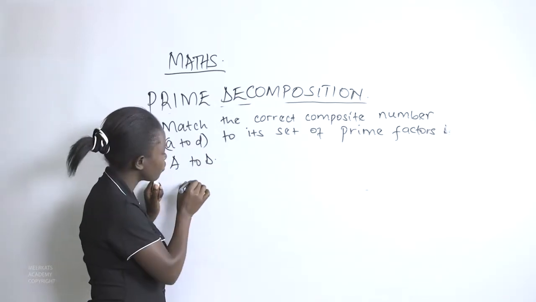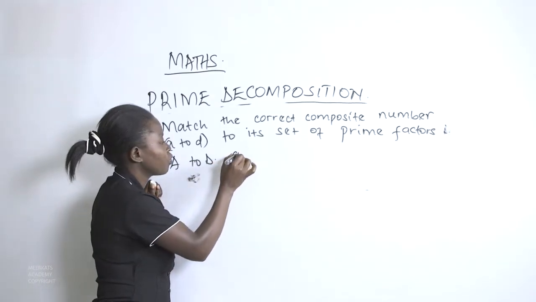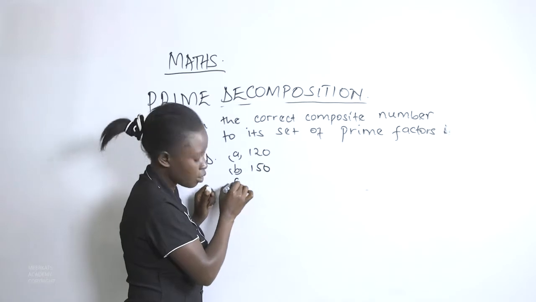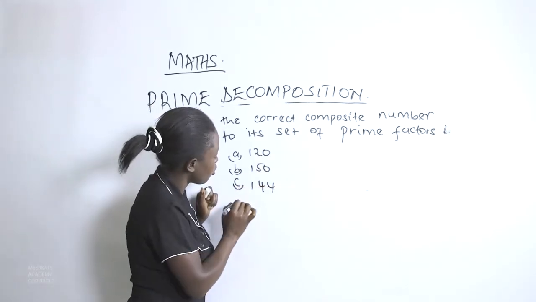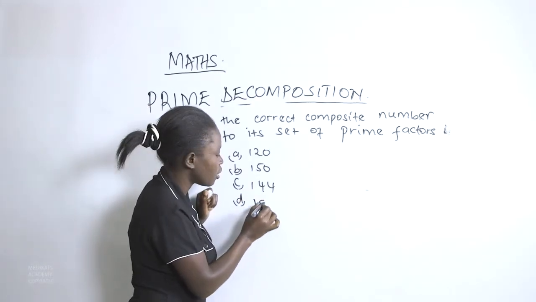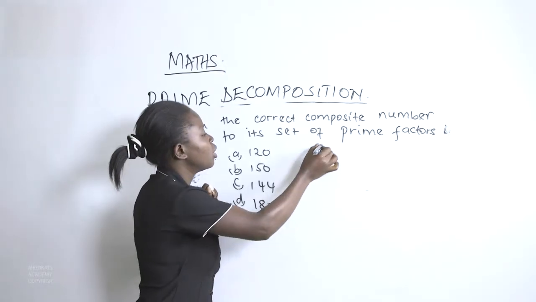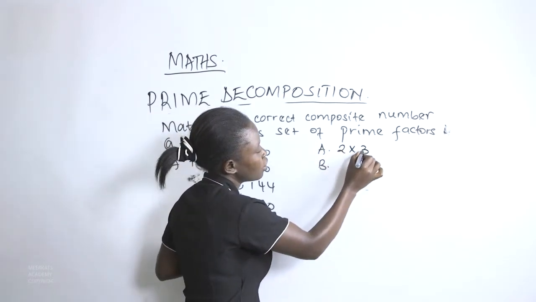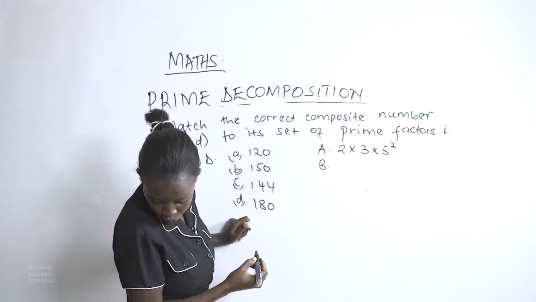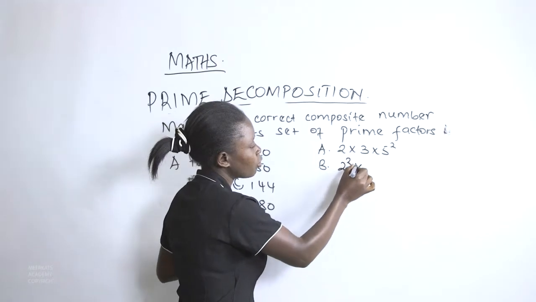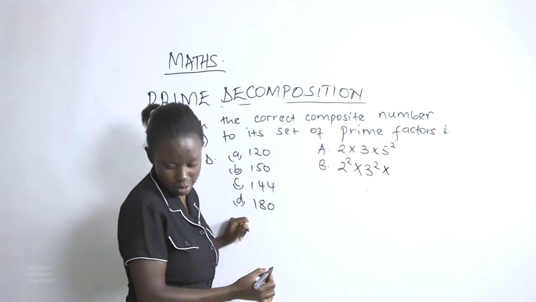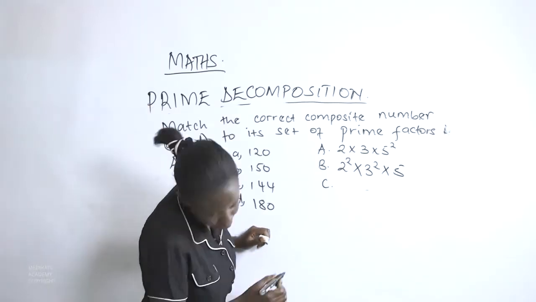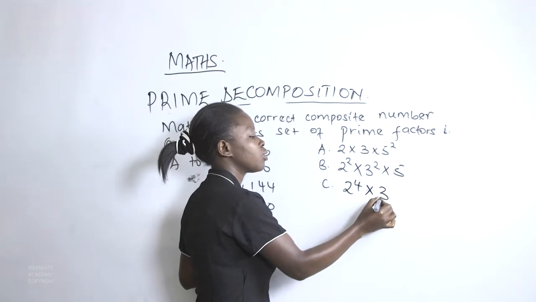So the numbers we have: A is 120, B we have 150, C we have 144, and D we have 180. Then the set of prime factors we have are the following. A, we have 2 times 3 times 5 to the power of 2. Then the next set, we have 2 to the power of 2 times 3 to the power of 2 times 5. The next set of prime numbers we have is 2 to the power of 4 times 3 to the power of 2.